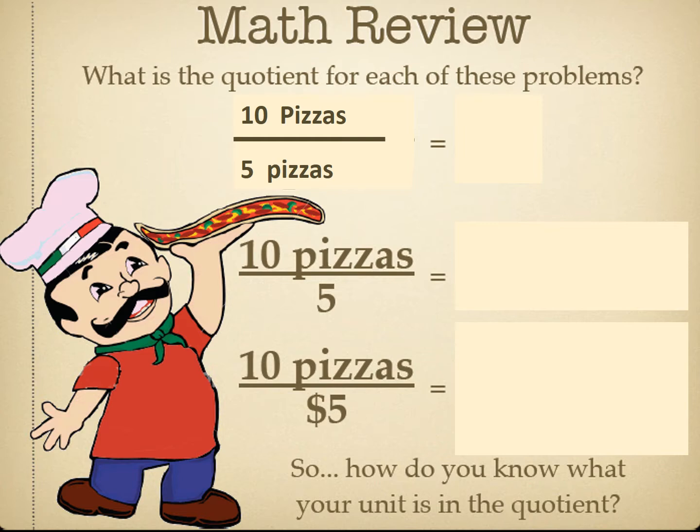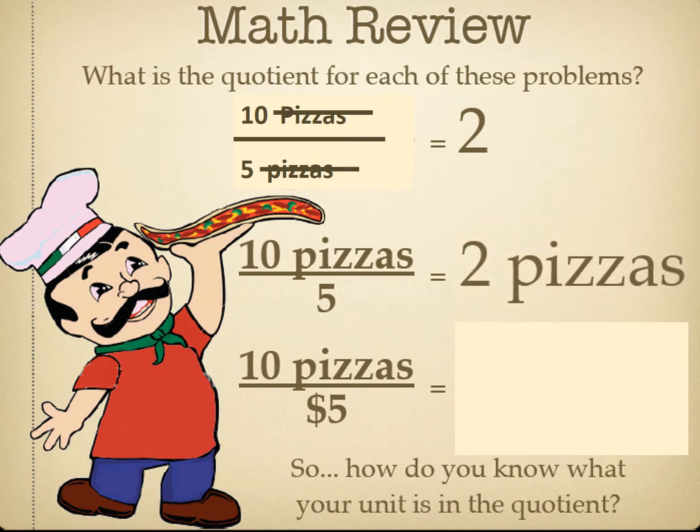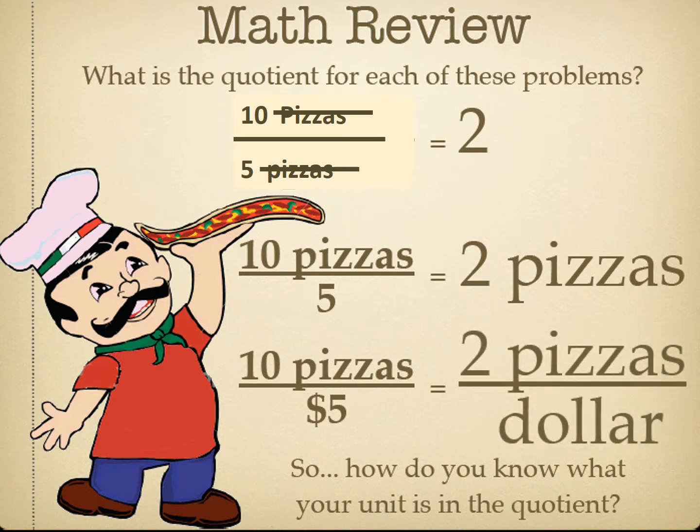So, quick math review, we're going to do some quotient problems, or division problems. If you have 10 pizzas for 5 pizzas, you divide 10 by 5, you get just 2, because pizzas cancel out. Unit on top, unit on bottom cancels out. Now if you take 10 pizzas divided by 5, 5 whatever, you would get 2 pizzas, because units don't cancel out and there's no unit on the bottom. Now, if we change that to $5, so 10 pizzas per $5, that means 2 pizzas per dollar, which is a pretty good deal.